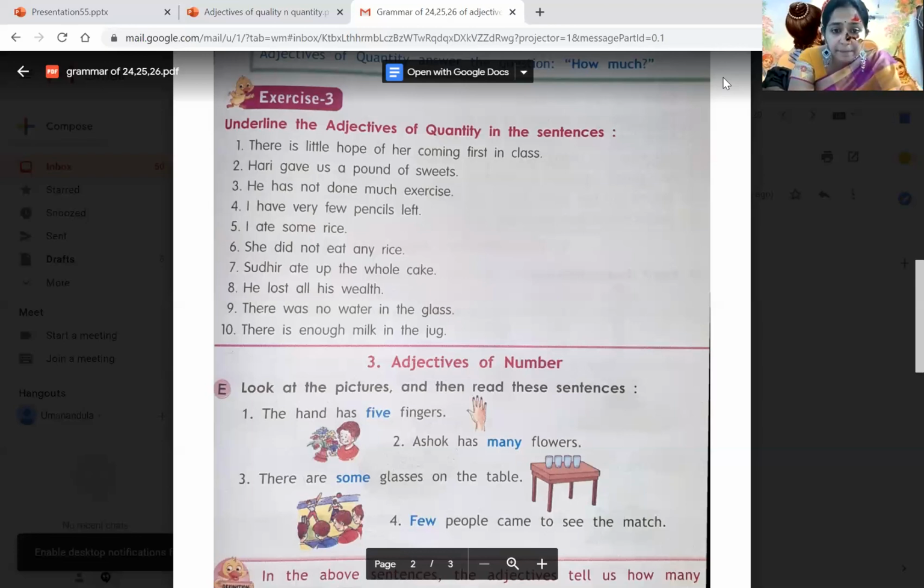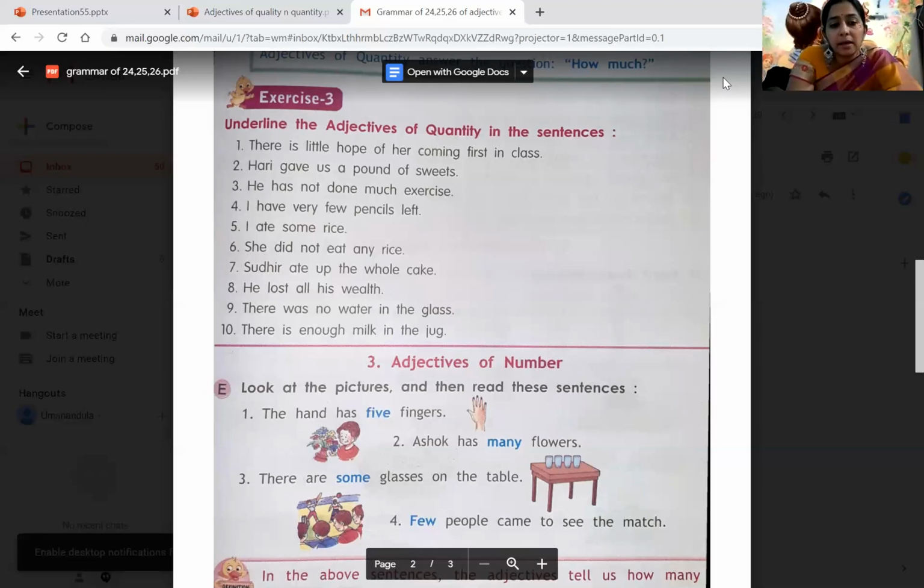Hari gave a pound of sweets. A pound of sweets means how many we don't know, but a good, enough quantity of sweets. So you have to underline pound. He has not done much exercise, means he has done very light exercise. So you have to underline much. Like how you do in the mornings, right? We are always after you, saying please children do the exercise, but many of you are doing very little exercise. It should not be like that. You have to do the exercises, children.